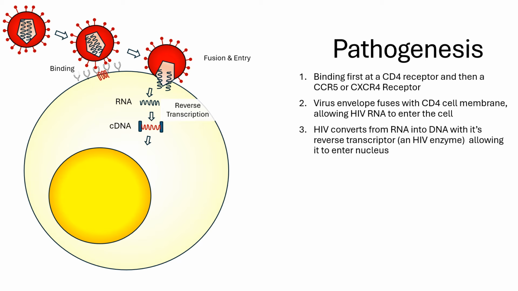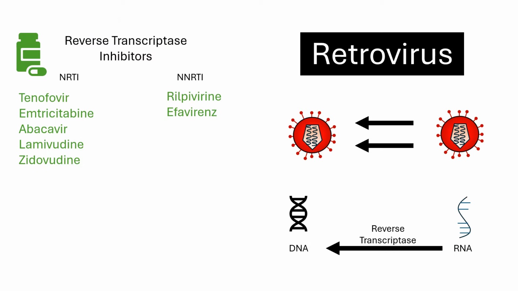The third step is where HIV converts from RNA into DNA using an enzyme called reverse transcriptase. This is what makes it a retrovirus. And this enzyme is very important when it comes to treatment of HIV because there are medicines that inhibit reverse transcriptase. They're called non-nucleoside reverse transcriptase inhibitors, such as rilpivirine and efavirenz in the second column, or nucleoside reverse transcriptase inhibitors, such as tenofovir, emtricitabine, abacavir, lamivudine, and the first medicine that was ever made for HIV called zidovudine.